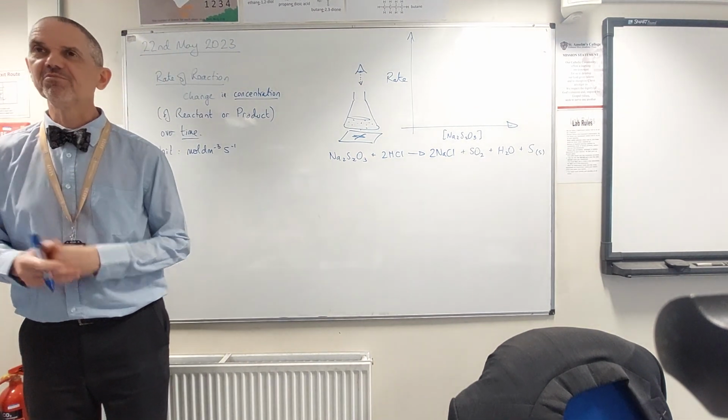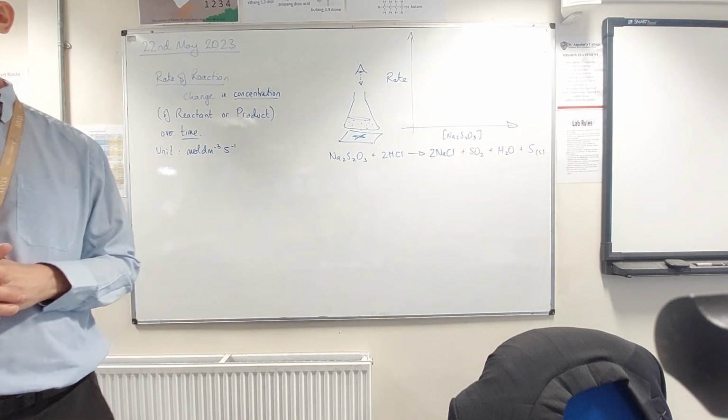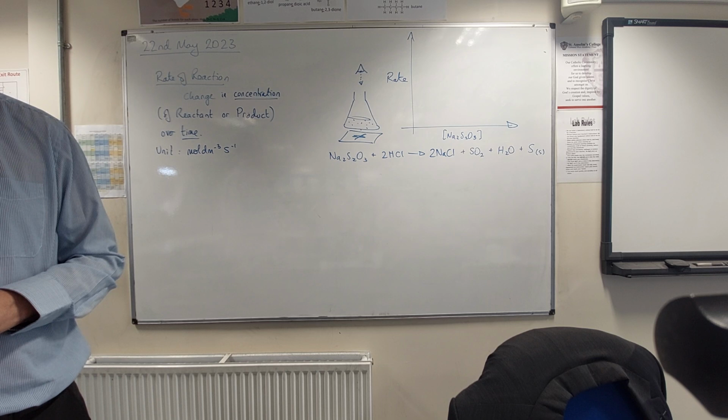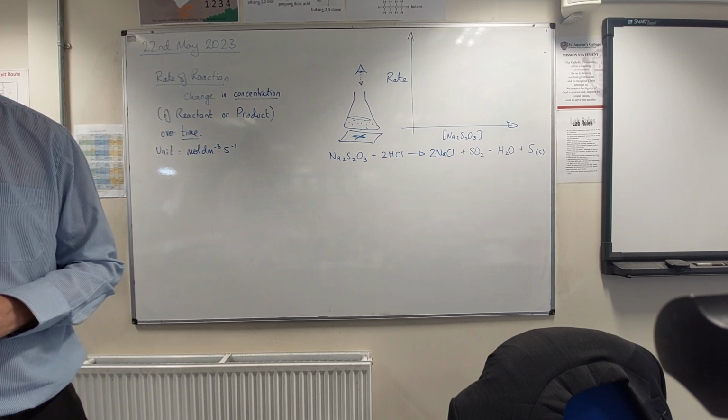Could you explain your graph, please? Like if there's very low concentration of sodium thiosulfate, do you have enough concentration for it to start to react? So I started it off as 0 for a bit, and then it goes up. But your line's not straight. That's what I'm asking about. Why is your line not straight? Not sure. Okay.